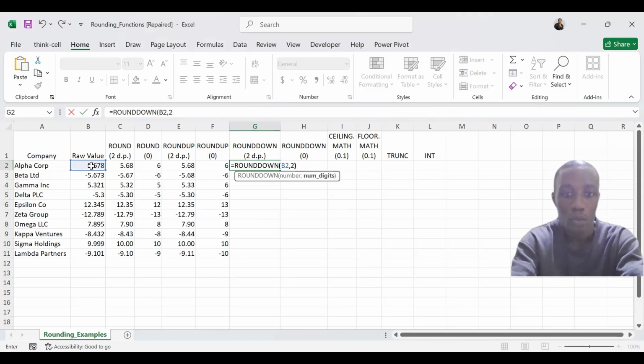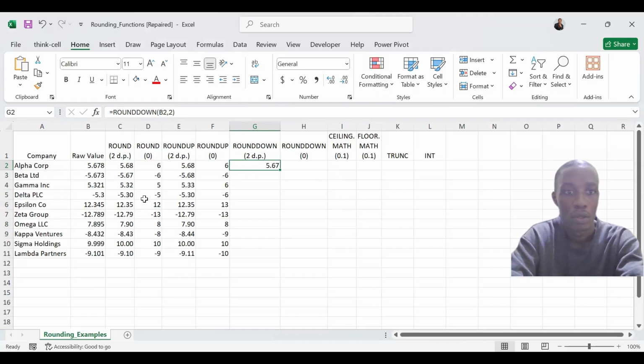you notice that here it rounds it down, bringing it closer to 0. So here we have 6.7 instead of 6.8 that we have here when we round or when we round up. Okay, so it brings it closer to 0.